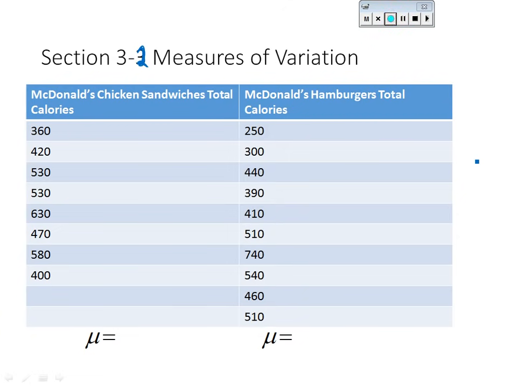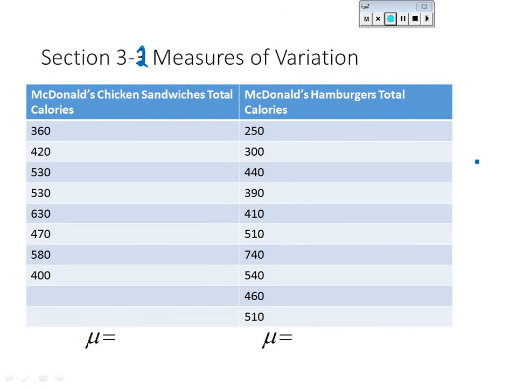We're going to look at section 3.2, measures of variation. And I just want to start off with having you find the mean for each of the data sets that we have. We have McDonald's chicken sandwiches, total calories in each sandwich. And we have McDonald's hamburgers, total calories in each sandwich.